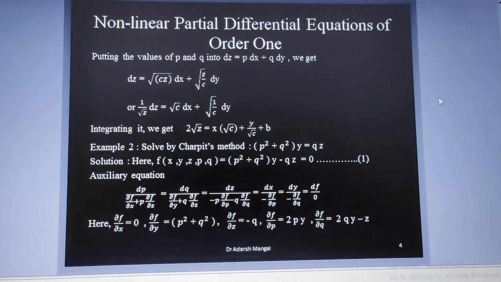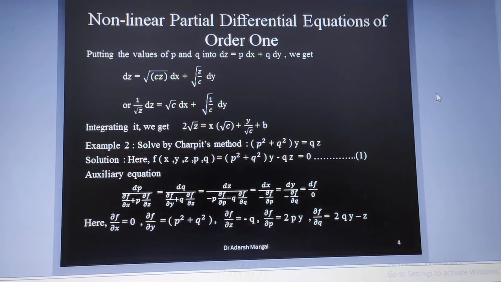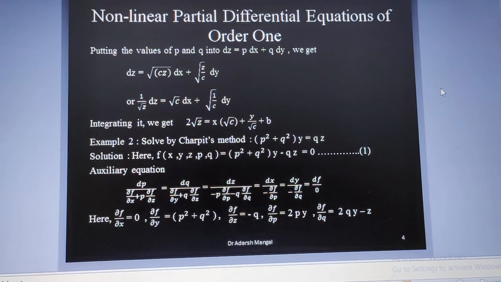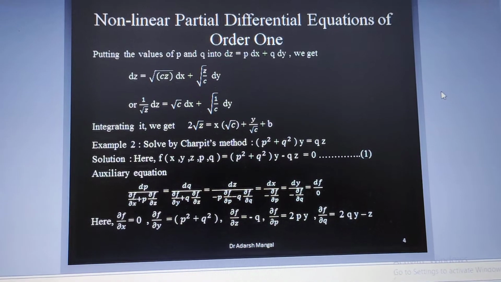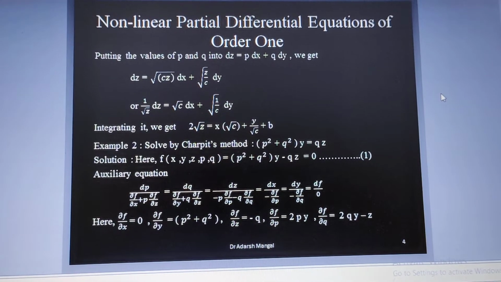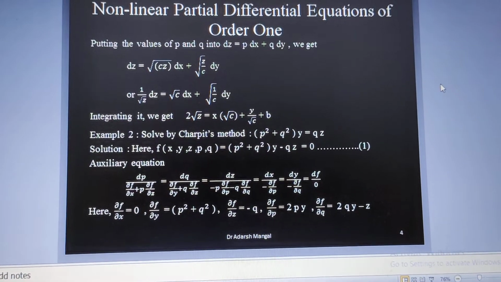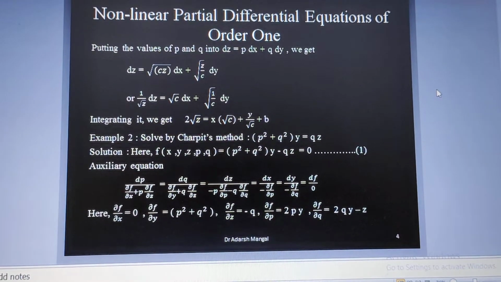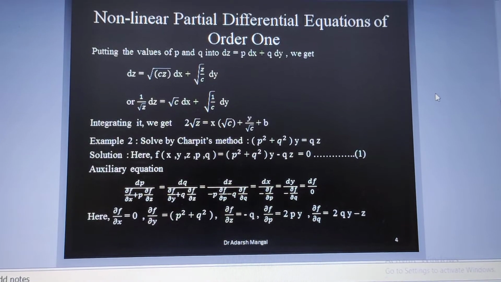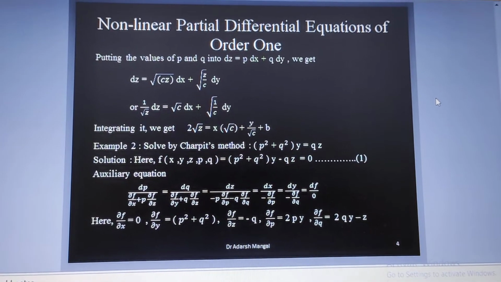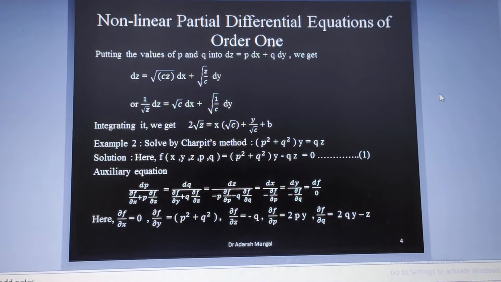Now we have dz equal to p dx plus q dy. Now p here is root cz, q is root z by c. After integration, you will have 2 root z is equal to x root c plus y upon root c plus b. That is your answer.